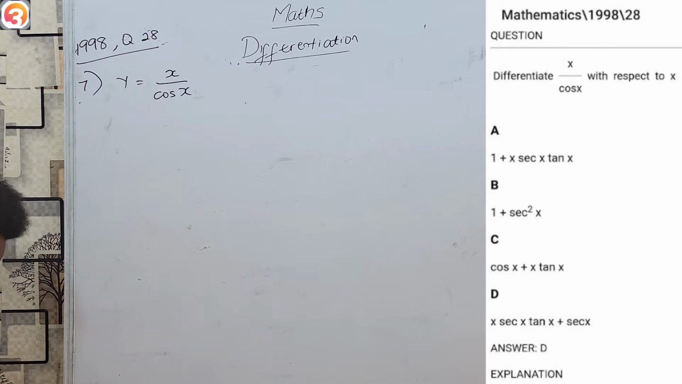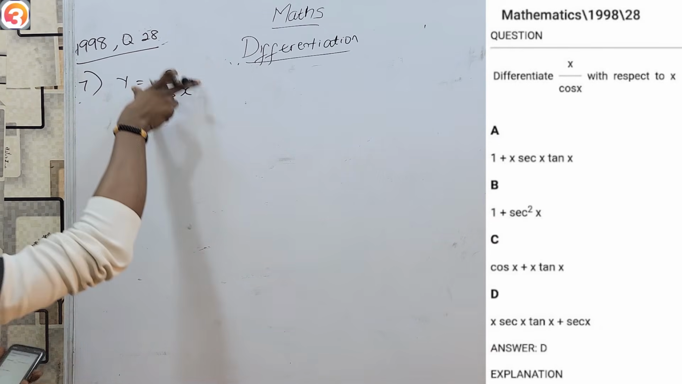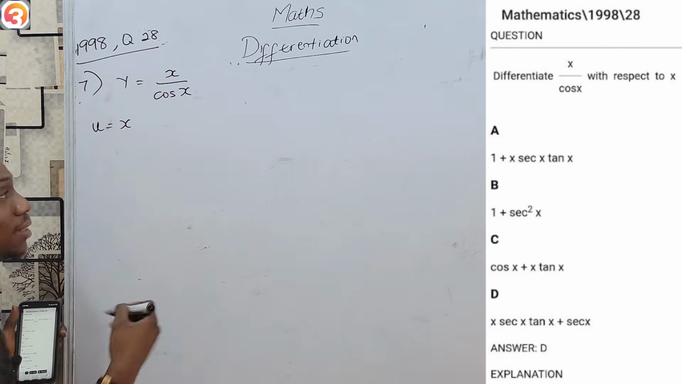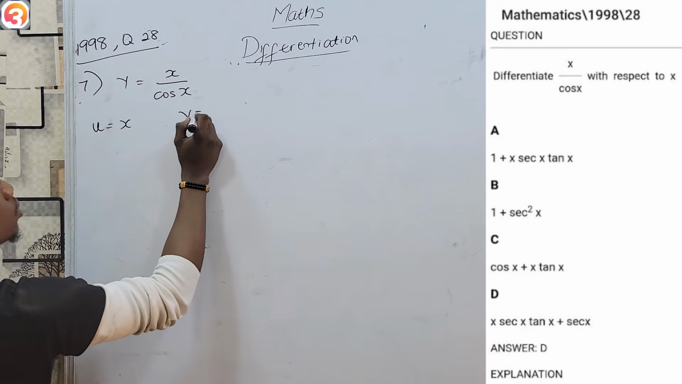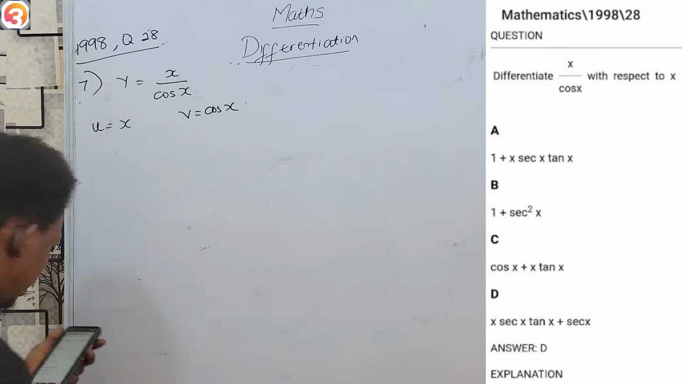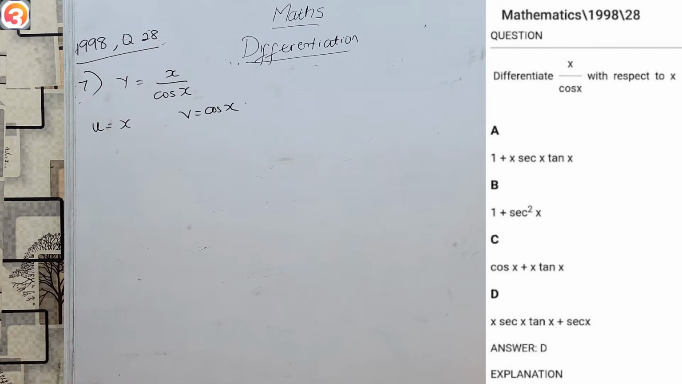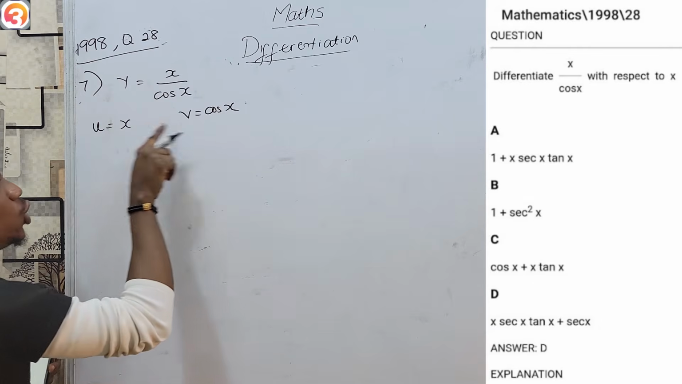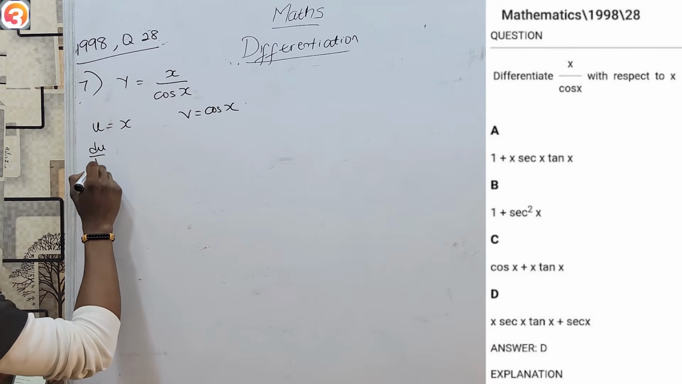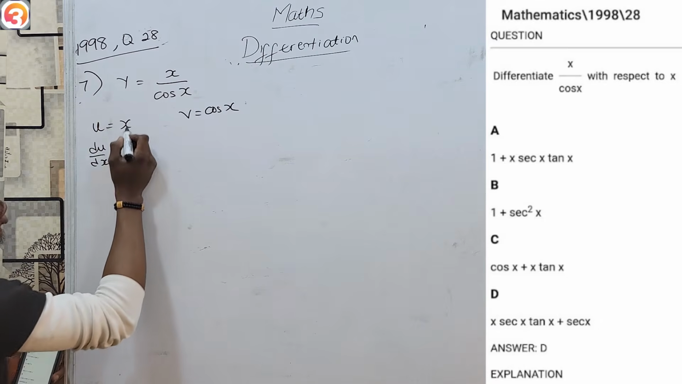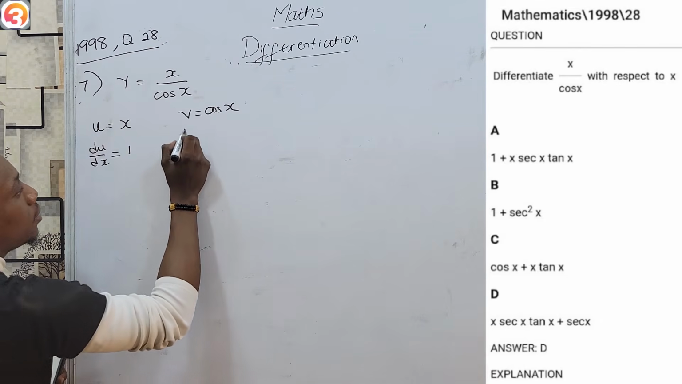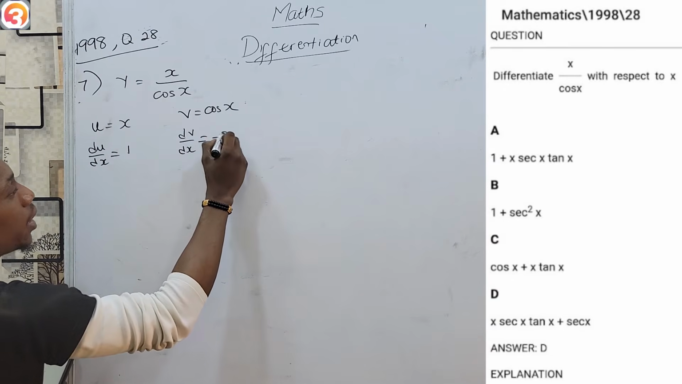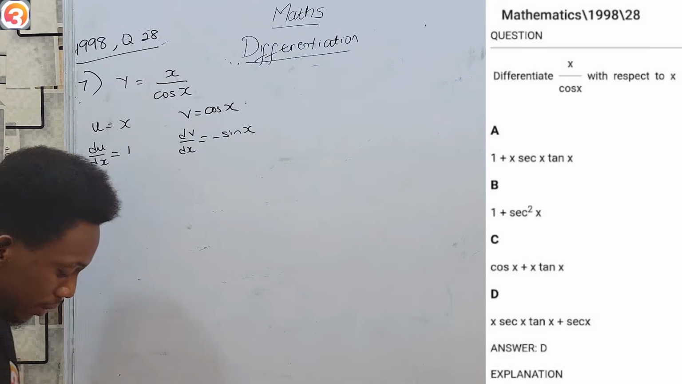Why is that? Because this is going to be quotient rule. I have one variable at the numerator, x, and it is dividing another variable at the denominator, which is cos x. Now, if you remember, for the quotient rule, there's a formula. But for that formula, I need to know not just u and v. I also need to know du dx, which will be differentiating x, 1, and dv dx, which will be differentiating cos x, which is minus sine x.